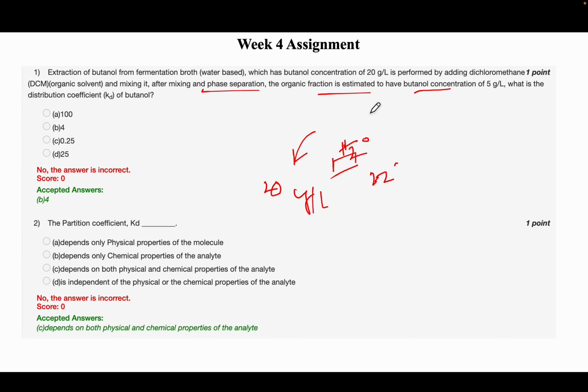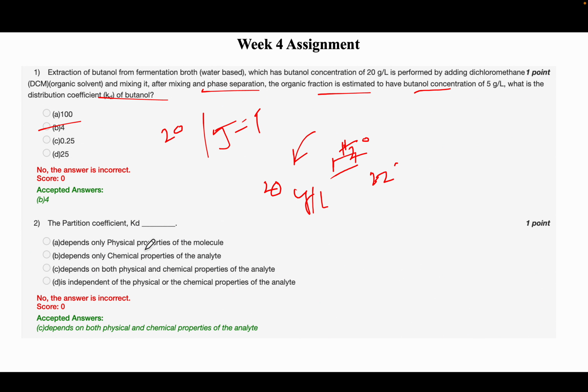Now what is the distribution coefficient? You have to take the total amount of butanol concentration, which is 20, and the amount of butanol present in the organic solvent, which is 5. That gives 4. So the answer is 4. Hope you have understood. This is just how the thing is getting separated and how much fraction is present in the organic solvent.